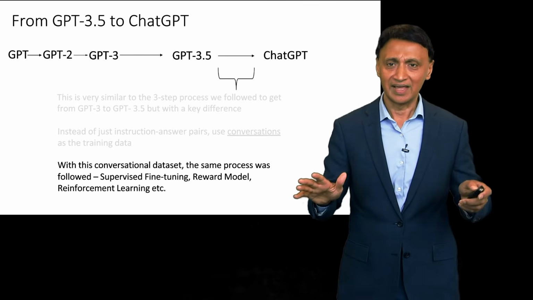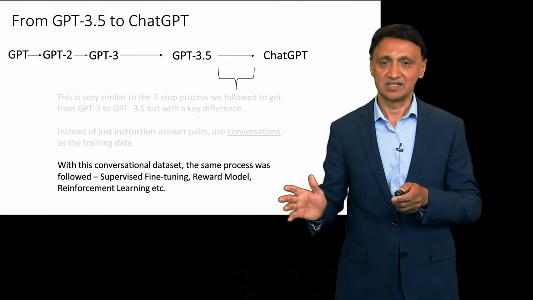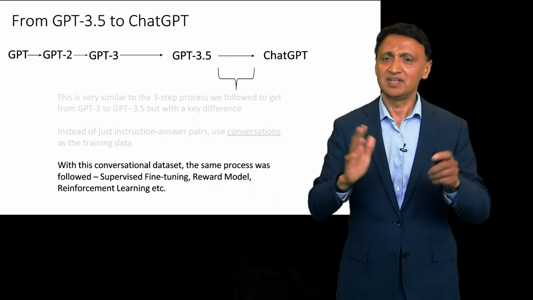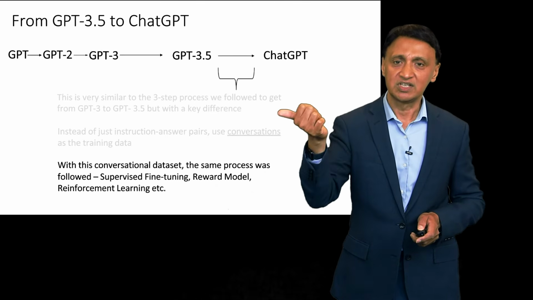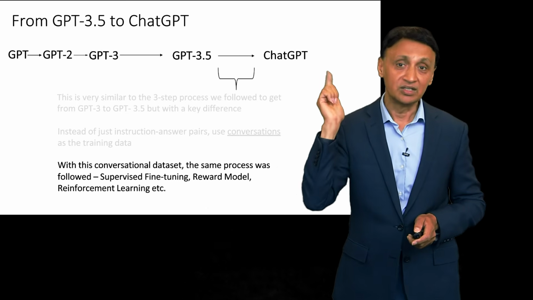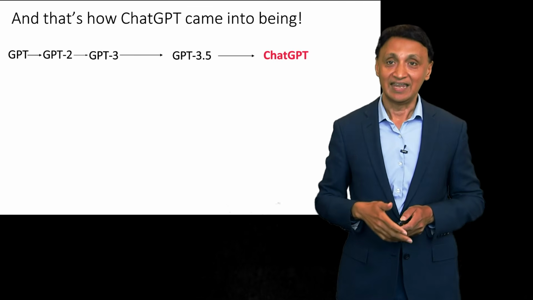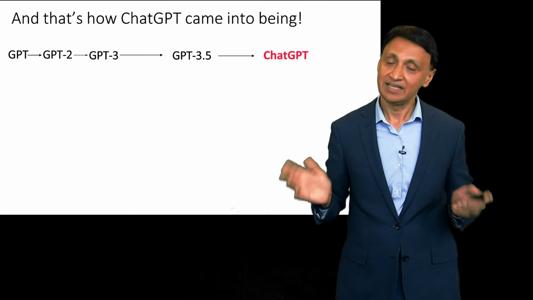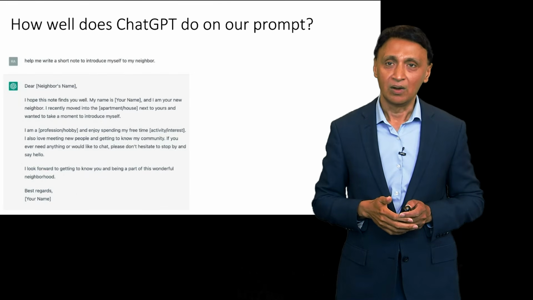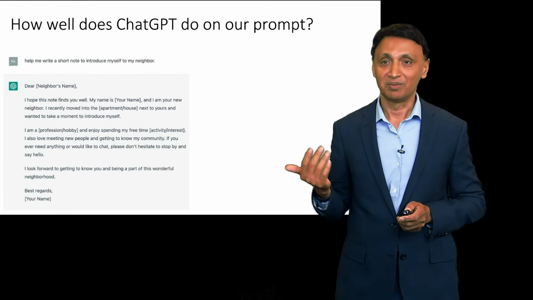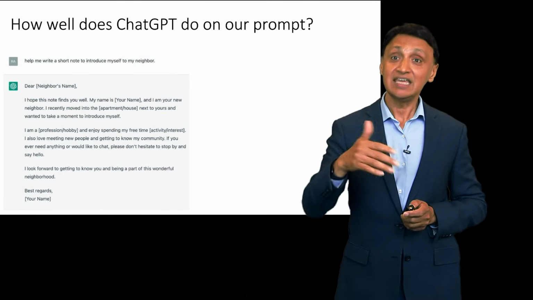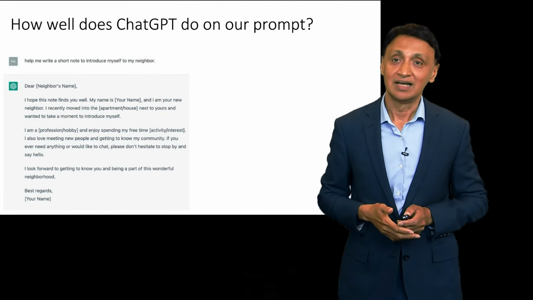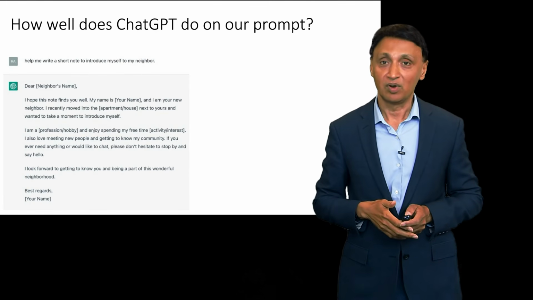But apart from the fact that they used a conversation data set, the process was more or less the same. First, there was supervised fine-tuning, then there was a reward model, and then there was reinforcement learning. And that's how ChatGPT came into being. Now, how well does ChatGPT do on the original prompt? It actually seems to do an even better job, as you can see, compared to even GPT-3.5.